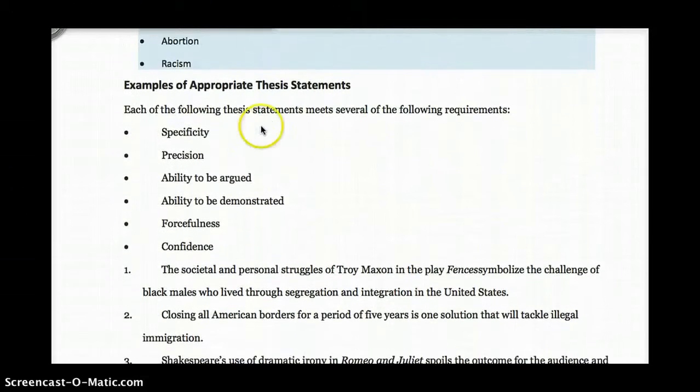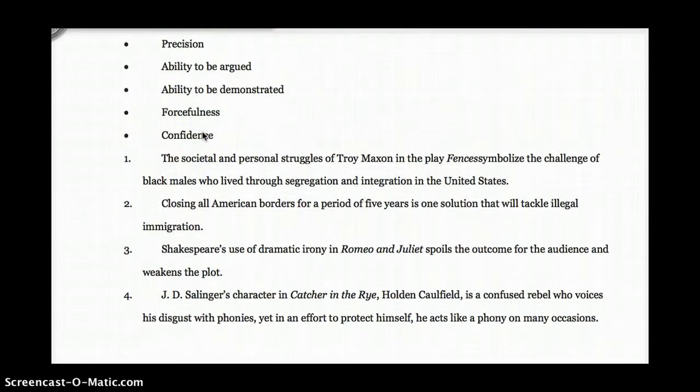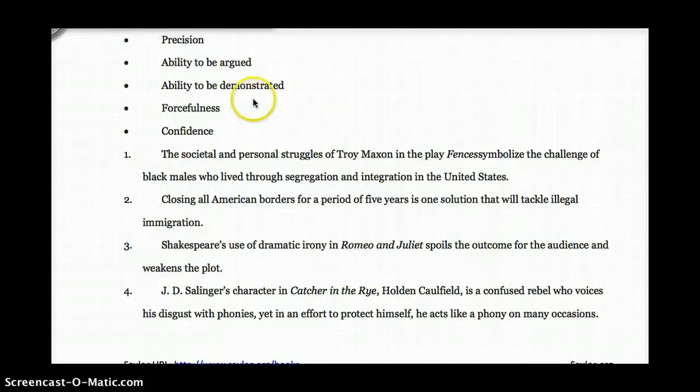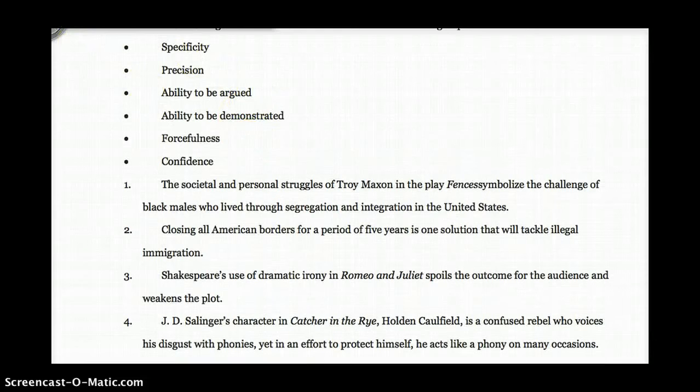Okay, so here again are those topics that we reviewed, and then we have some examples of some fairly strong, successful thesis statements. Let's take a look at those. The societal and personal struggles of Troy Maxon in the play Fences symbolize the challenge of black males who live through segregation and integration in the United States. So if we go up and look at the different characteristics, is it specific? Yeah, very specific. We know that we're specifically talking about this character in this play, segregation and integration in the United States. Quite specific. Precision? Yep. Very precise. We know exactly what we're talking about. There's no clarity issues here.